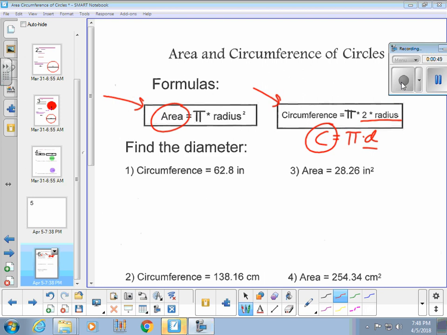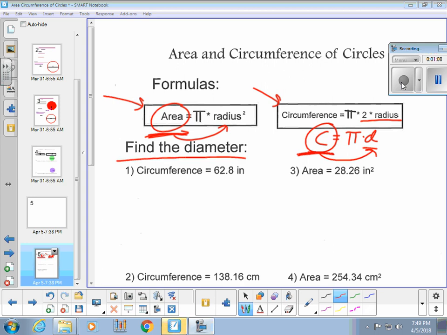A lot of the problems you're going to see today, and something we should still be able to do with circles, is if they give us the area of the circle or they give us the circumference, we should be able to work backwards and find some of the other things like the radius or like the diameter of that circle. So for example, this first problem here, these first ones say find the diameter.